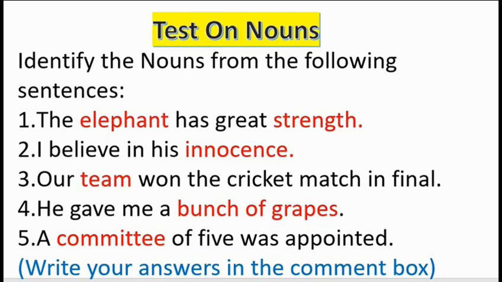Now let me read these 5 sentences. The first one is, the elephant has great strength. Elephant, strength. What type of nouns? Second one, I believe in his innocence. Innocence. Third one, our team won the cricket match in final. Team. What type of noun? Next, fourth one, he gave me a bunch of grapes. Bunch of grapes. And fifth one, a committee of 5 was appointed. So here committee. Identify this, write it in the comment box, check out your answers.